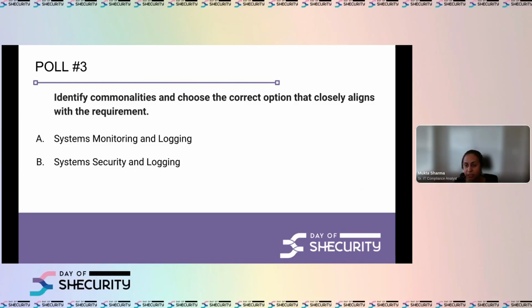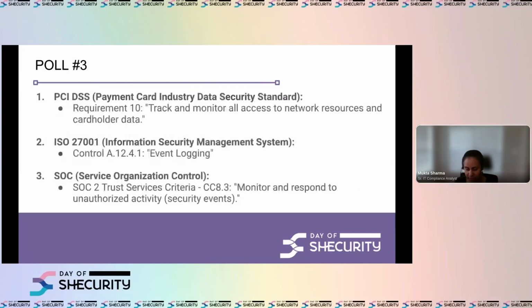Monitoring and logging, if you read the requirement clearly, there's a heavy emphasis on track and monitor, event logging, monitor and respond. So look at those keywords that are calling out tracking and monitoring. I know there's no right or wrong answer. It fits into two buckets. But if I have to be more specific, because we were trying to choose the one that aligns more with the requirement, it is system monitoring and logging.